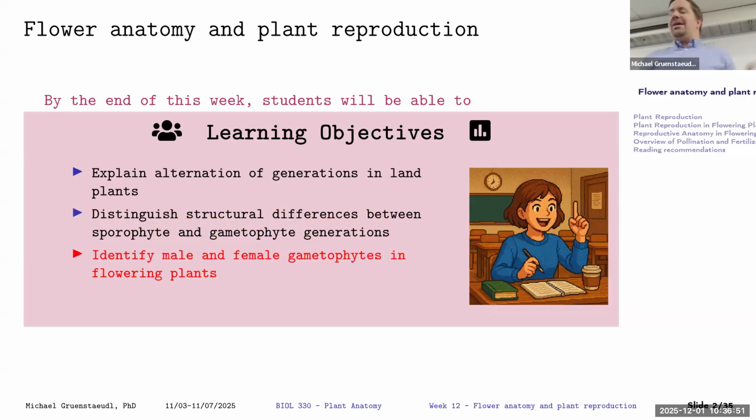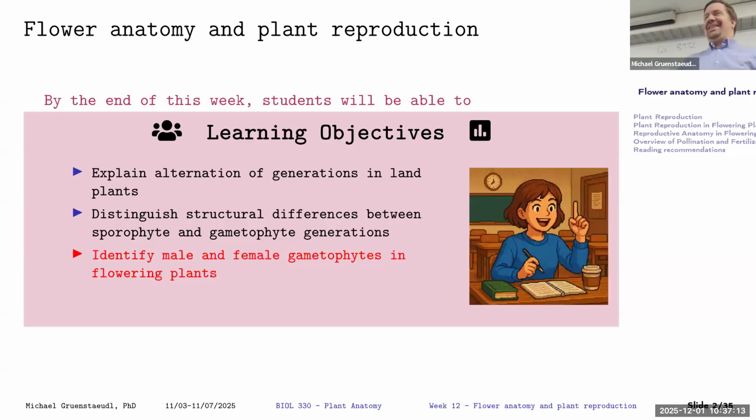We'll talk about the male and the female gametophyte specifically in flowering plants, where you will see that they're highly reduced. Maybe you already know what the name for the male gametophyte is in flowering plants. I'm sure you know it in spring when you have your allergies.